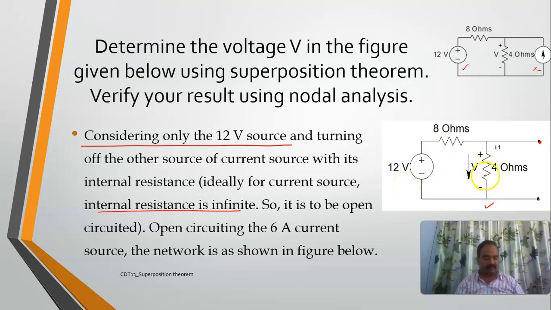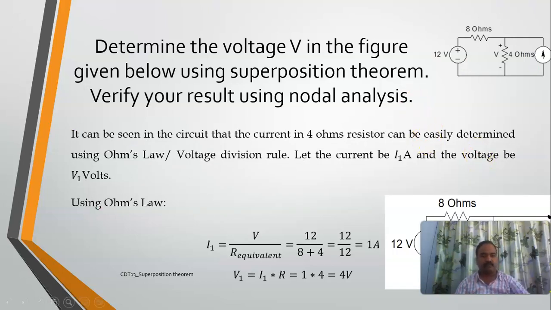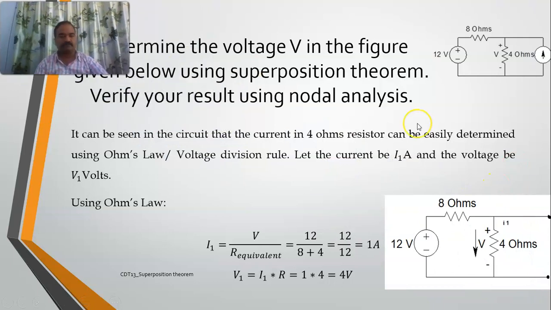Now, if you see this network, if you want to apply nodal analysis, then it is okay. Otherwise, you can go with simple Ohm's law or the voltage division rule or whatever it might be. If you want to apply Ohm's law, it is very simple. See what is the current flowing in the circuit. It is already open circuited, right? So there is no other mesh here; there is only one mesh. The total voltage in this one is 12 volts, but the 8 and 4 ohm resistors are both in series. So the equivalent resistance is 8 plus 4. In series, R is equal to R1 plus R2, right?